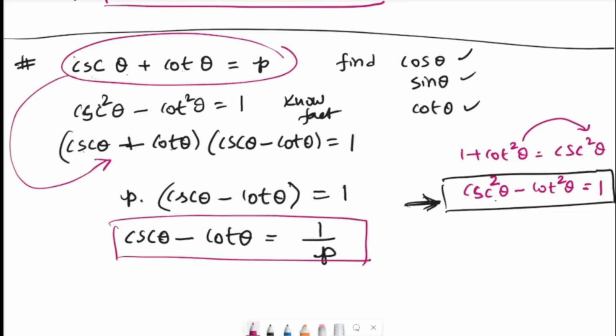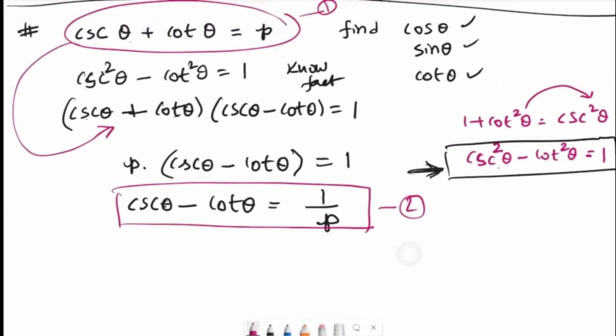This one and this one. What do we do? We'll try to solve the simultaneous equations by elimination. Solving simultaneous equations by elimination, substitution, all these little things you might have studied in algebra. If not, go back and refresh it. Okay, I'm going to put these two equations side by side.